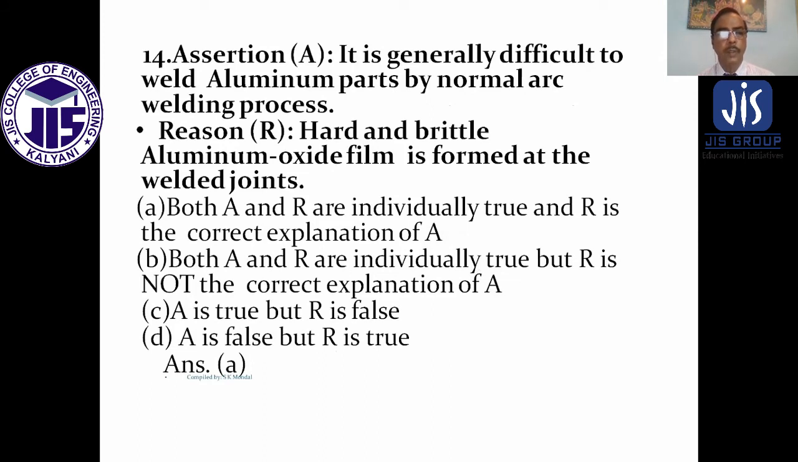14. Assertion A: It is generally difficult to weld aluminum parts by the normal arc welding process. Reason R: A hard, brittle aluminum oxide film is formed at the welded joints. Both A and R are individually true. R is not the correct explanation. Same question, so to repeat it.